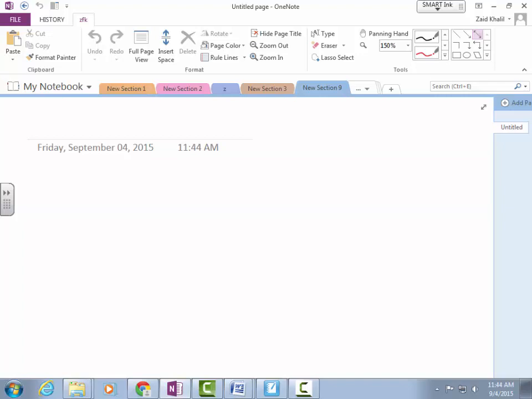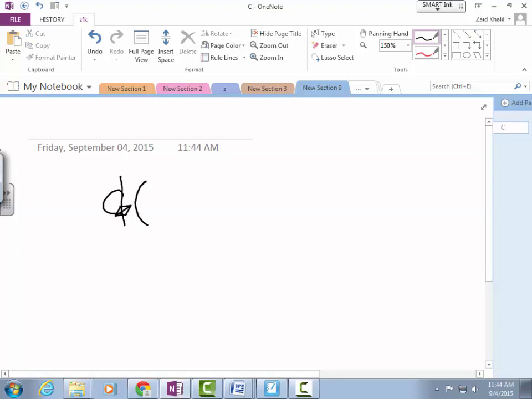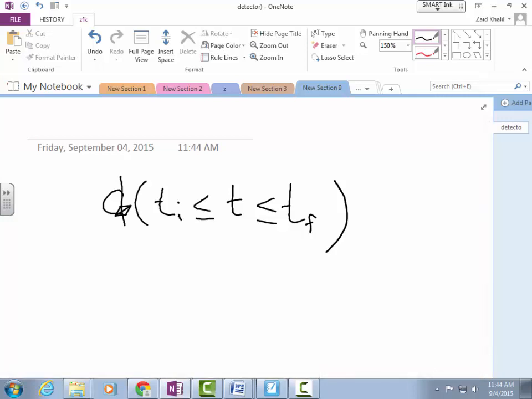Greater than or equal to between what and what? So you're saying that when I'm writing out D of ti less than or equal to t less than or equal to tf, all that's saying is that t goes from ti to tf. Yes.